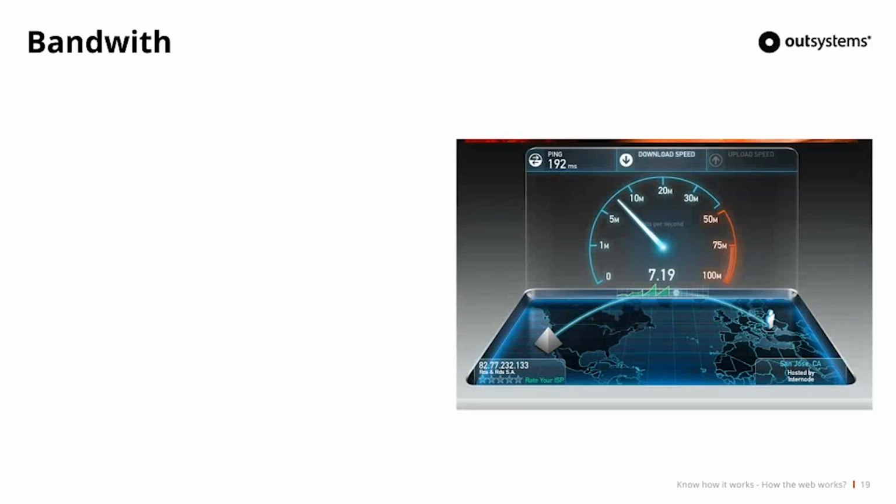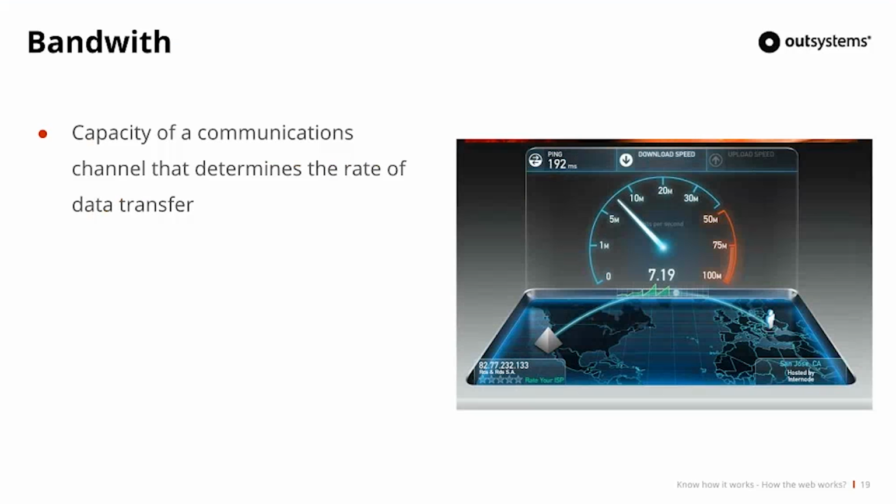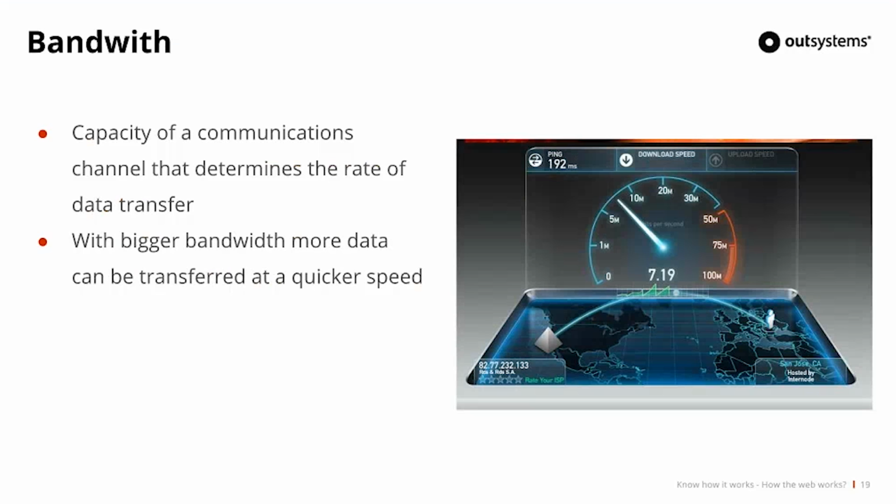So we have some situations which will happen in this process. The first one is the bandwidth. The bandwidth is the channel that determines the rate of data transfer between point A and point B. So the bigger the bandwidth, the more data can be transferred at a quicker speed, so the page will be loaded faster.